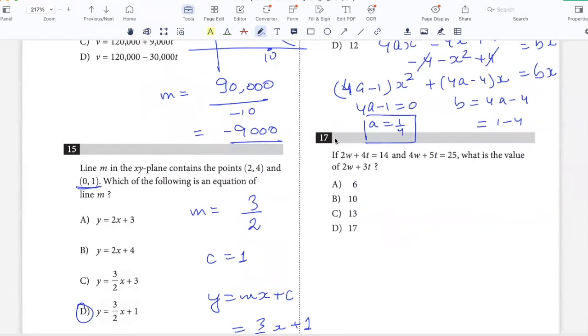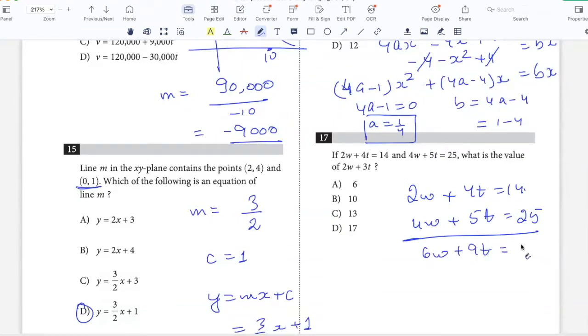If 2w plus 4t is 14 and 4w plus 5t is 25, what is the value of 2w plus 3t? Okay, so 2w plus 4t is 14 and 4w plus 5t is 25. And I want to find 2w plus 3t. So let me try and add these. 6w plus 9t is 39.